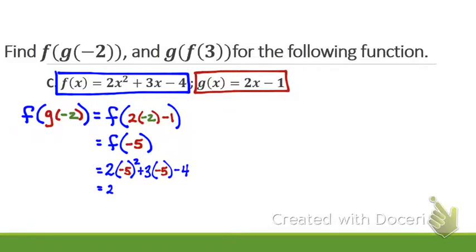25. So I have 2 times 25, which would be what? 50. So 50 plus 3 times -5 is what? -15. And then minus 4. So 50 minus 15 minus 4. 31.